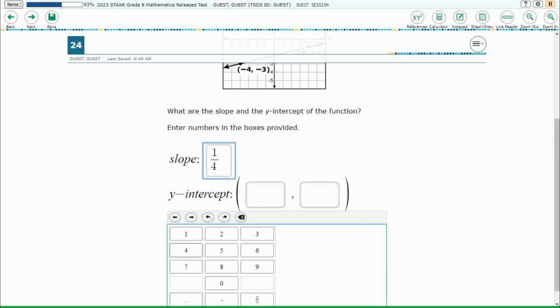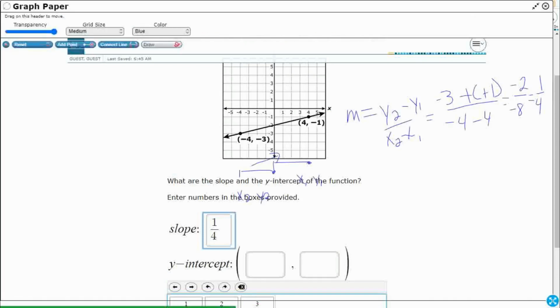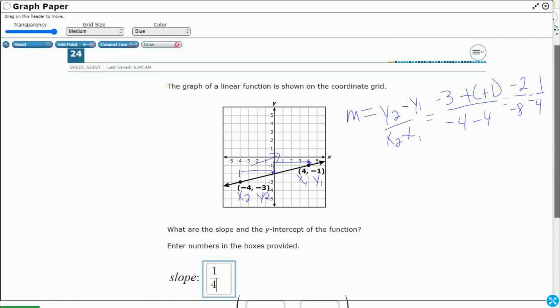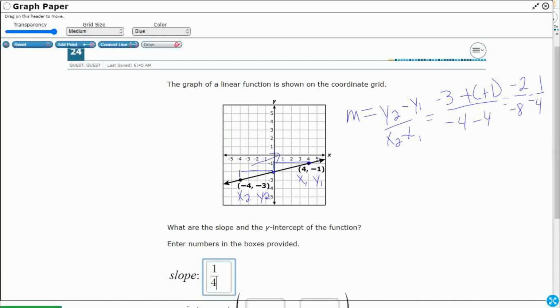Now we need my y-intercept. Now we could eyeball this, right? The y-intercept looks like it's going to be right there at that -2. And if we wanted to, we could just put in that -2.